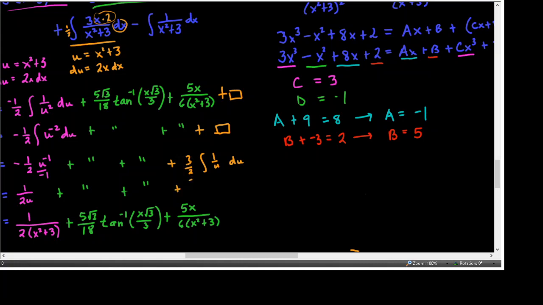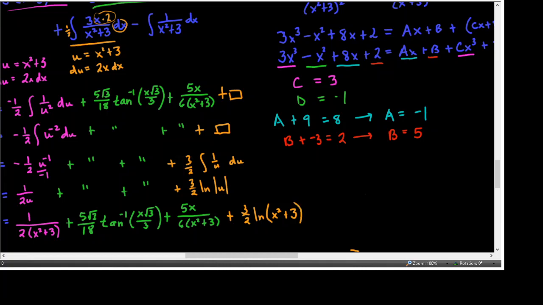So this is 3/2 natural logarithm of the absolute value of u plus c, which we'll get to at the end. So this is plus 3/2 natural log of the absolute value of x squared plus 3. But because x squared plus 3 is never negative, the absolute value is superfluous, so I'll drop it.